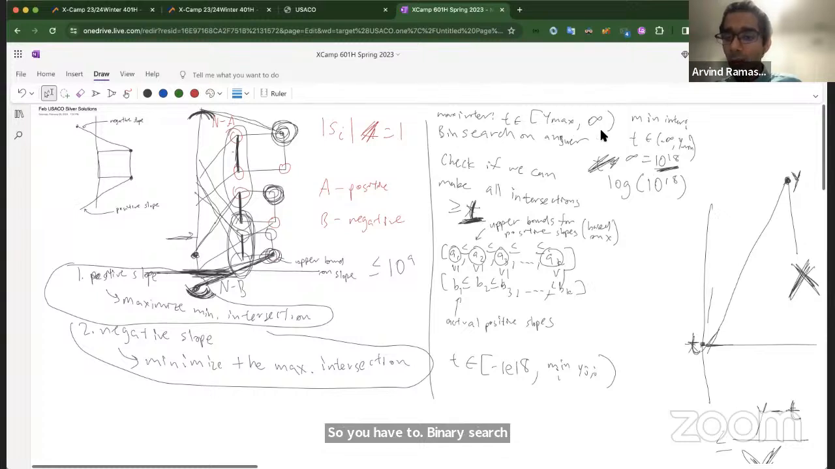Yeah, so the upper bound of t is going to be 10 to the 18. So I'm just having this infinity here. You're binary searching in the range from y max to infinity. So the upper bound, yeah, you're binary searching in the range from y max to 10 to the 18.